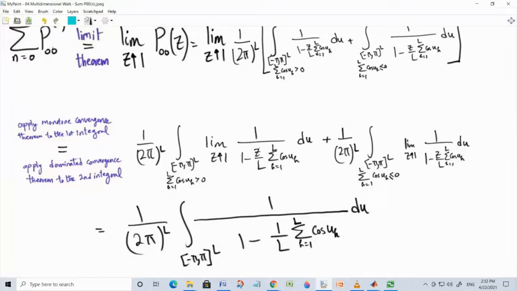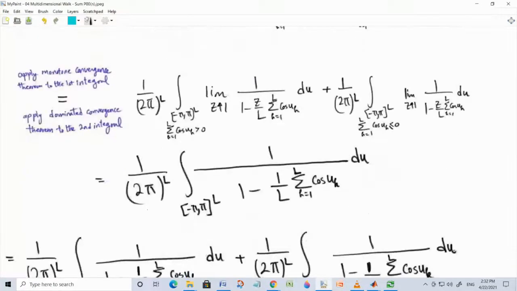The limit is you just put z equal to 1, and then you have this integral here. We are not done yet. I skipped this part because I know there are still some challenges. It is not just to justify the limit and interchanging the limit and integral.